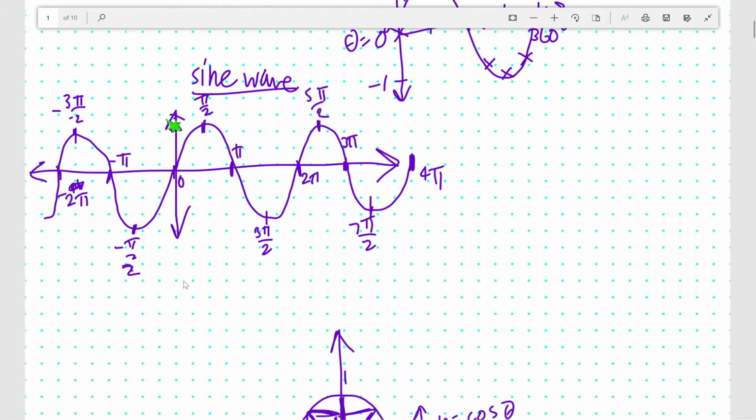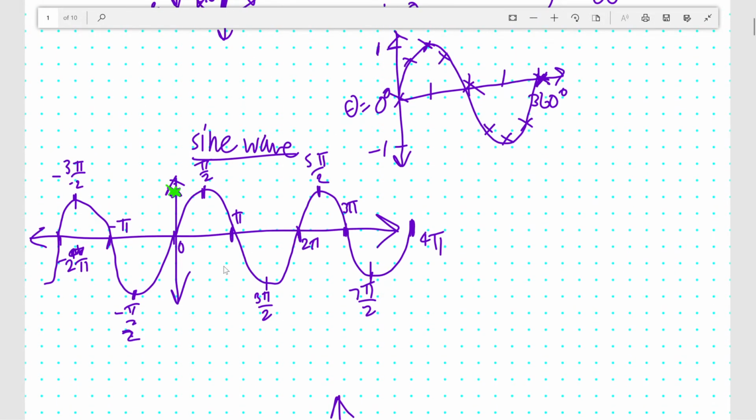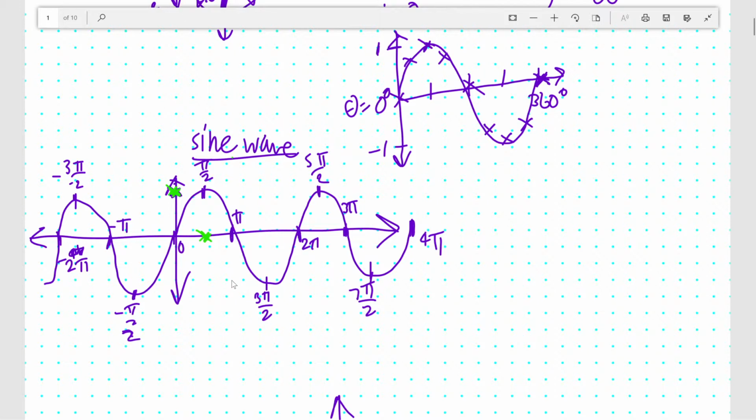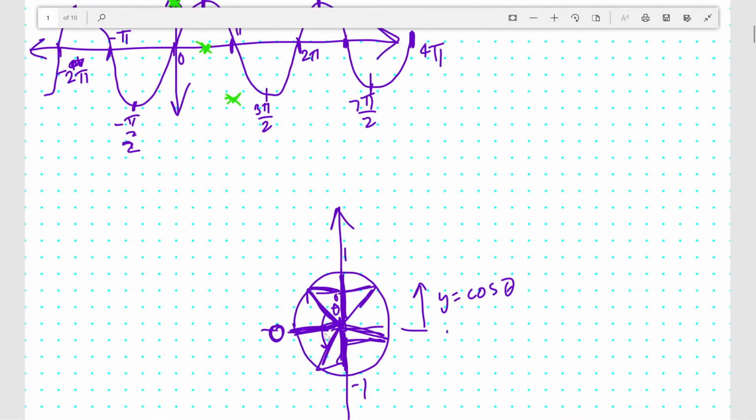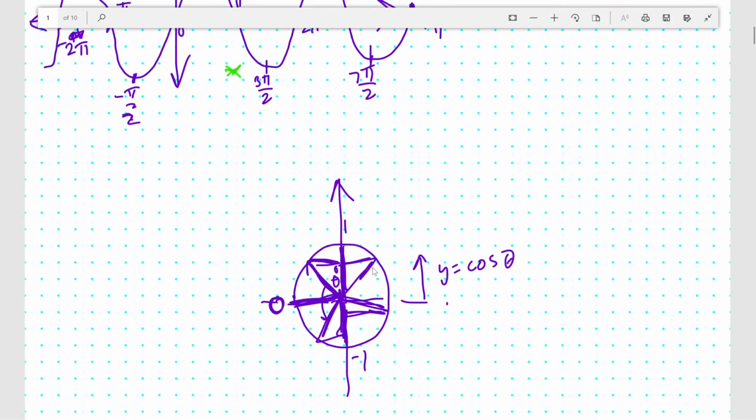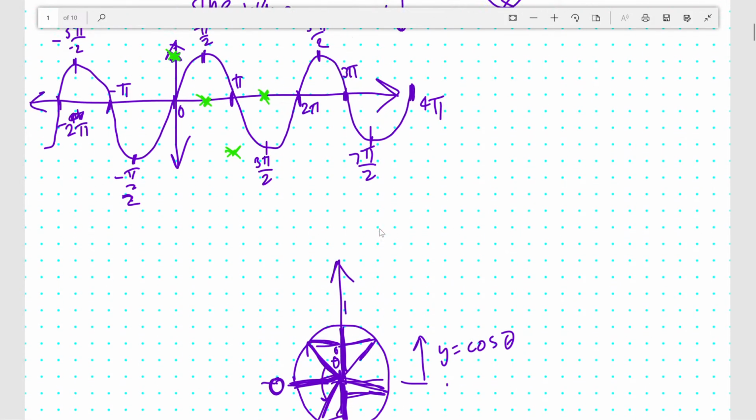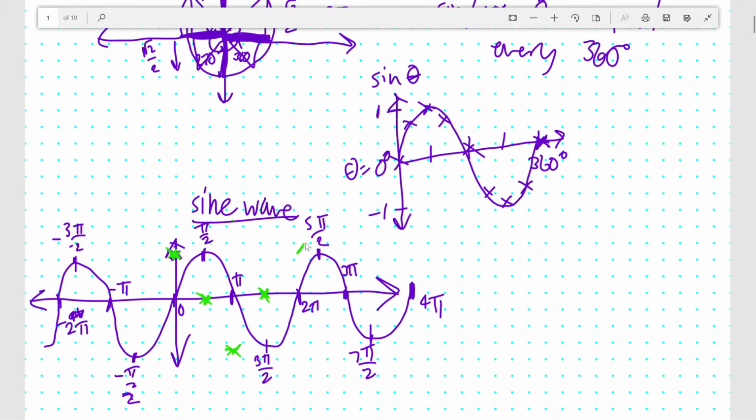There's a 1 there as it goes down to 0 at 90 degrees. Theta's 90 degrees. We get the point here. Then it's going to go down to negative 1. Theta's 180 degrees. It's going to go back up to 0 when theta is 270 degrees, and it's going to go back up to 1 when theta is 360 degrees.